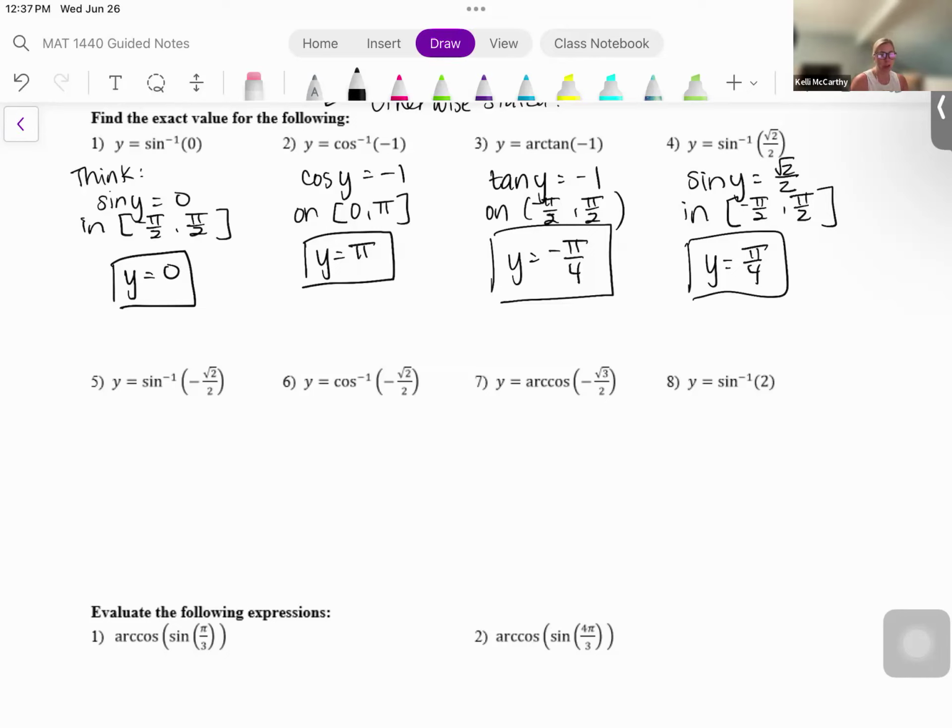Y equals sine inverse of negative square root of 2 over 2. So now we're trying to find sine of y equals negative square root of 2 over 2. Again, that value of y is on the interval from negative pi over 2 to pi over 2. So y is negative pi over 4.